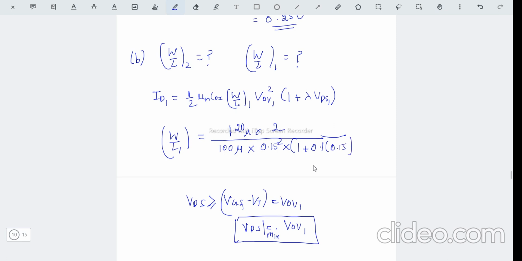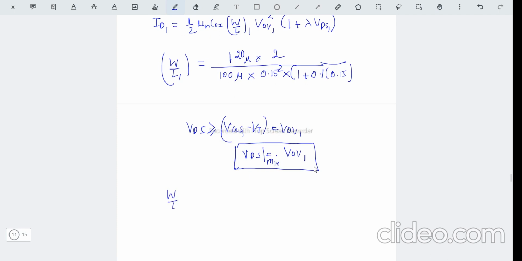When I evaluate this, W by L comes to around 107. This is the aspect ratio asked in the question.